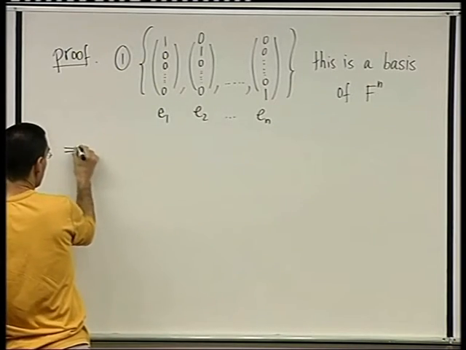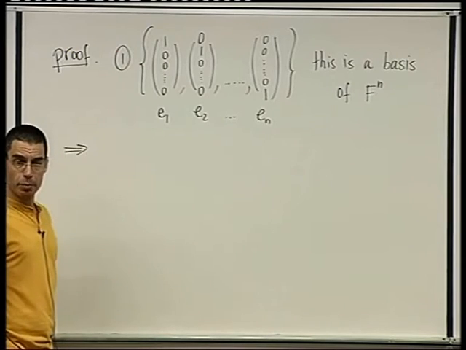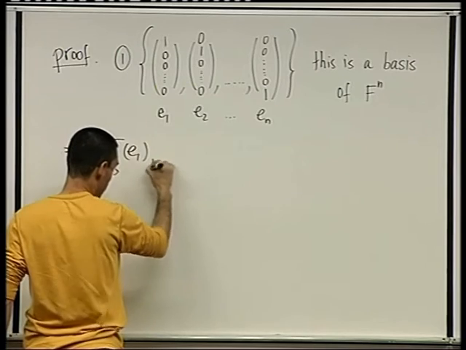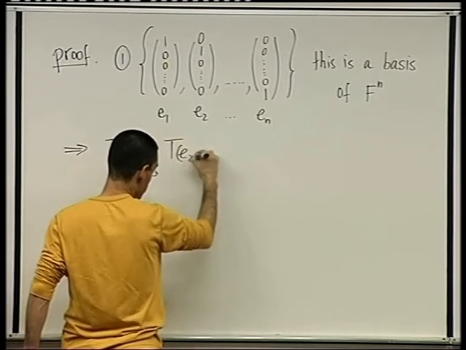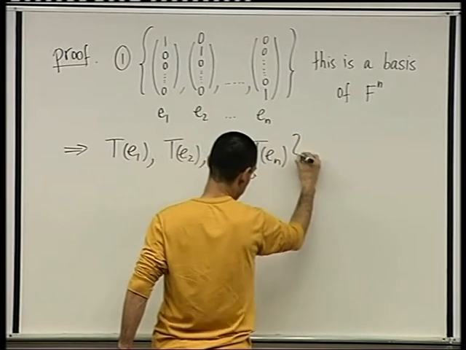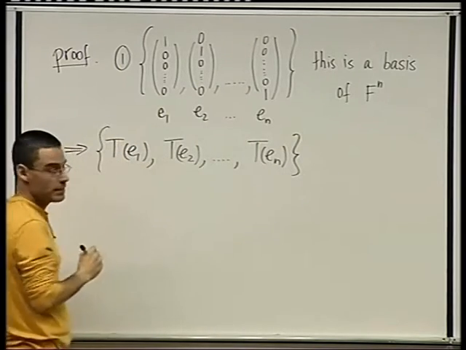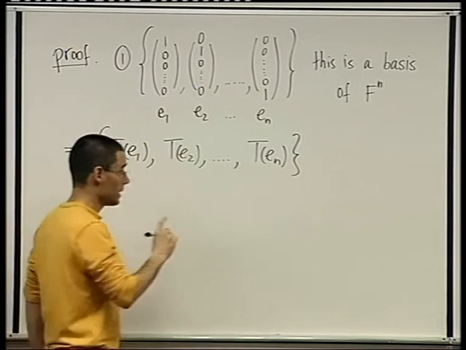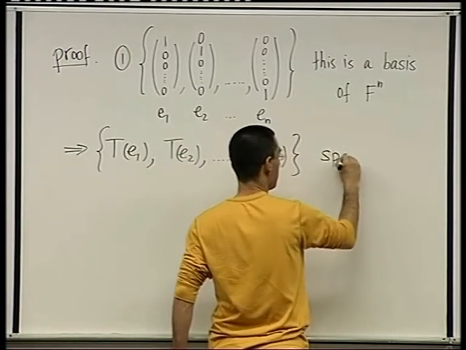Therefore, by a theorem we had in the previous clip, if we do T to them, T of E1, T of E2, all the way up to T of En, what do we know about this set? It spans the image, exactly.